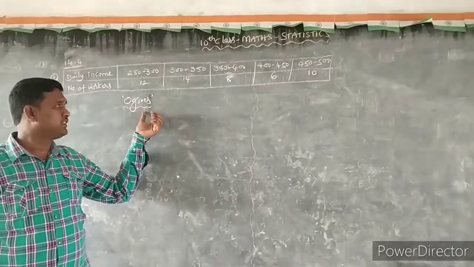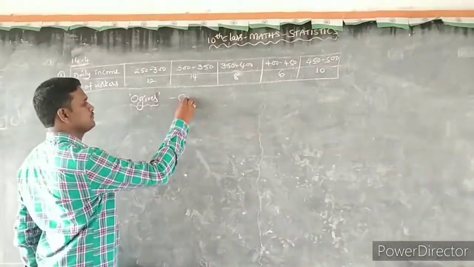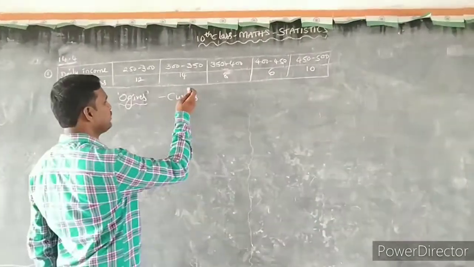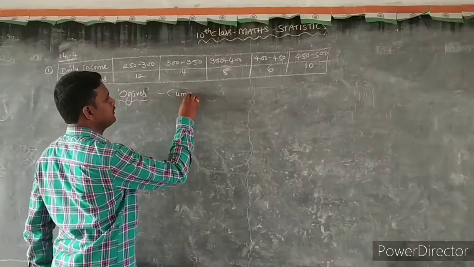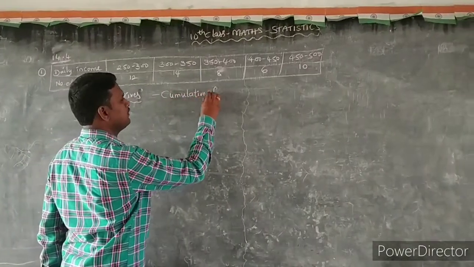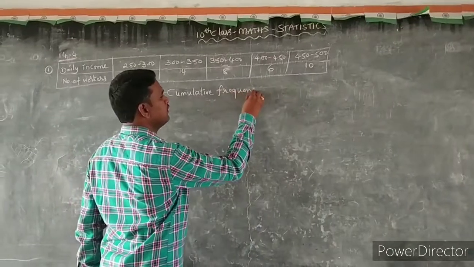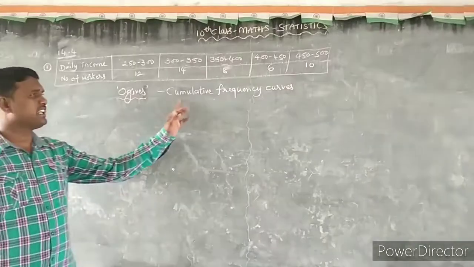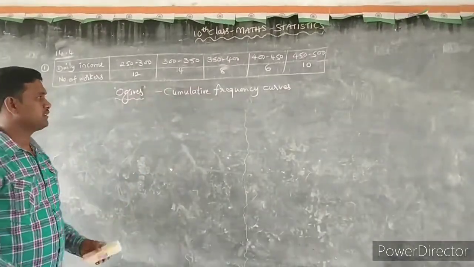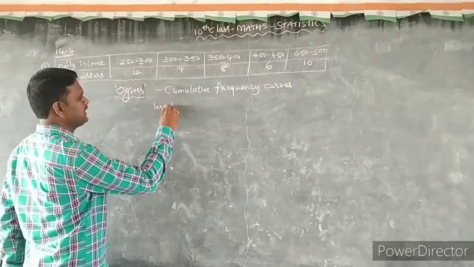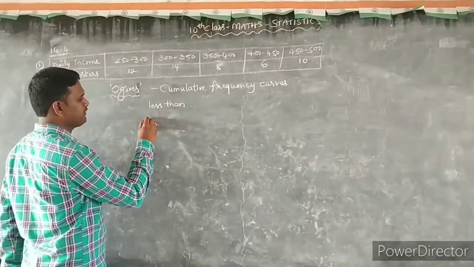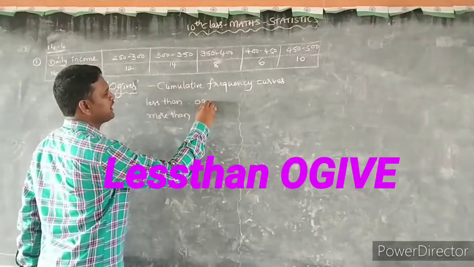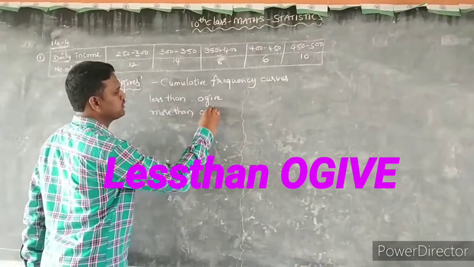Ogives is nothing but curves. Ogives means cumulative frequency curves. Cumulative frequency curves are known as ogives. There are two types. One is less than type, another one is more than type. More than ogive and less than ogives.